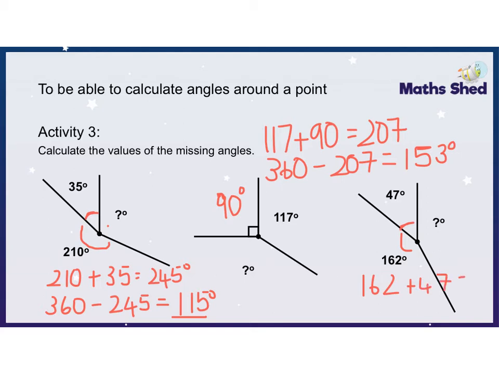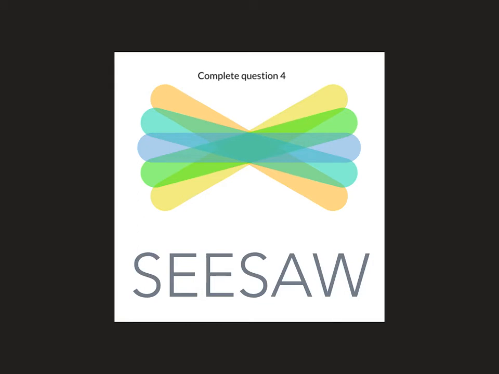And the final one here, we need to add 47 and 162. 162 plus 47, and that would give me 209. Sorry, my pen's gone funny, it's not working at all. Then I'm going to have to do 360 take away 209, and that would leave me with 151 degrees.